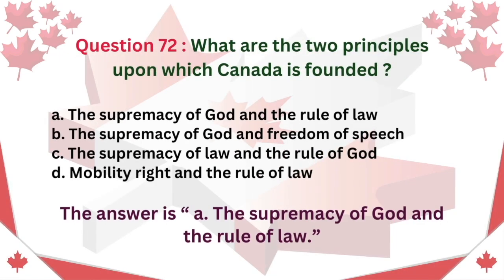Question 72. What are the two principles upon which Canada is founded? A. The supremacy of God and the rule of law. B. The supremacy of God and freedom of speech. C. The supremacy of law and the rule of God. D. Mobility, rights and the rule of law. The answer is A. The supremacy of God and the rule of law.